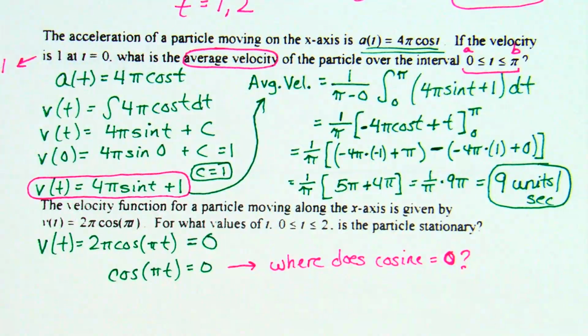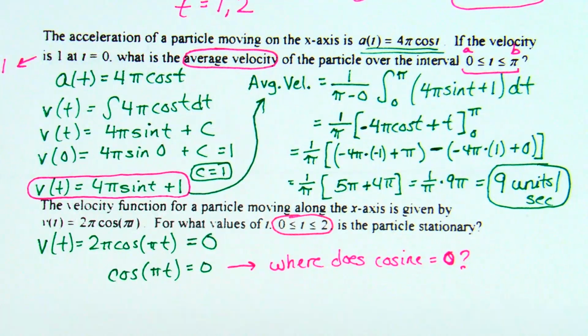You start high on the graph, right? You cross at pi over 2. You cross at 3 pi over 2. If we keep going, where would you next cross? Pi over 2, 3 pi over 2, 5 pi over 2. We could keep going on and on, and your interval will determine how far you want to go. Now, as we look at this, where does cosine equal 0?